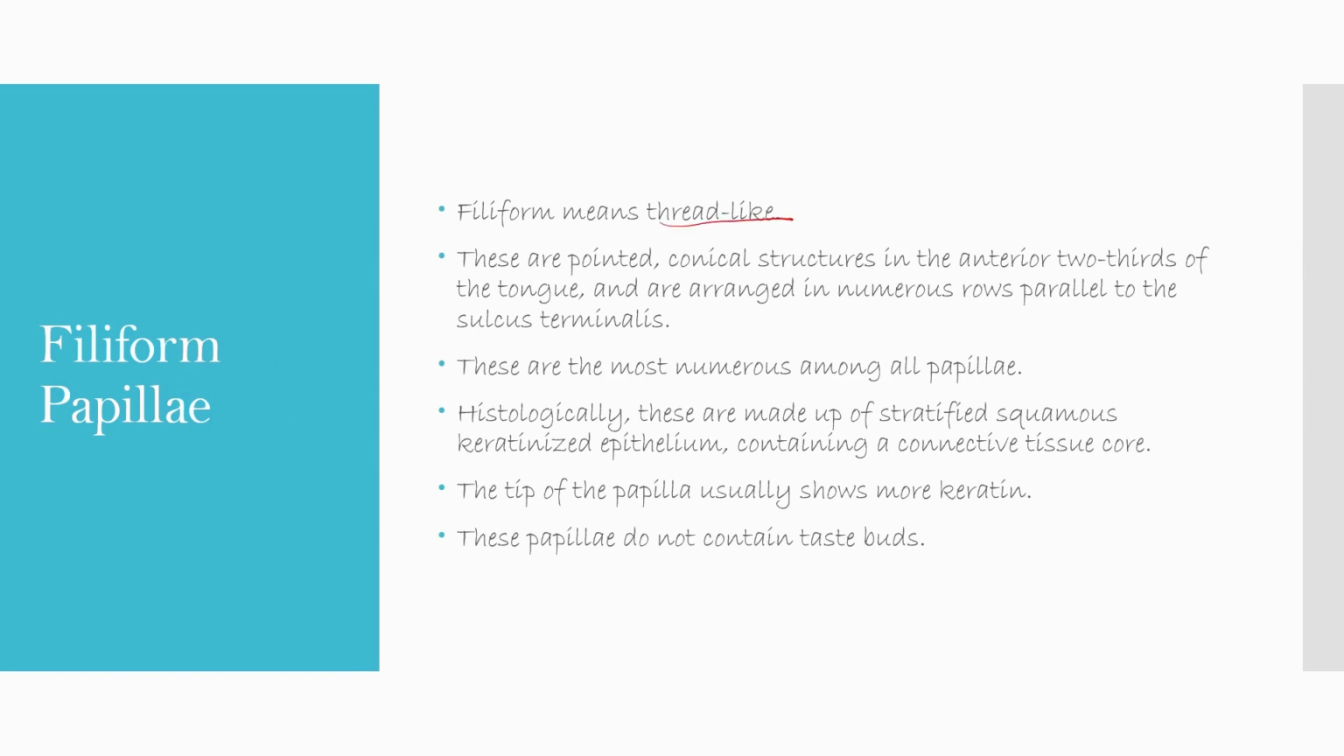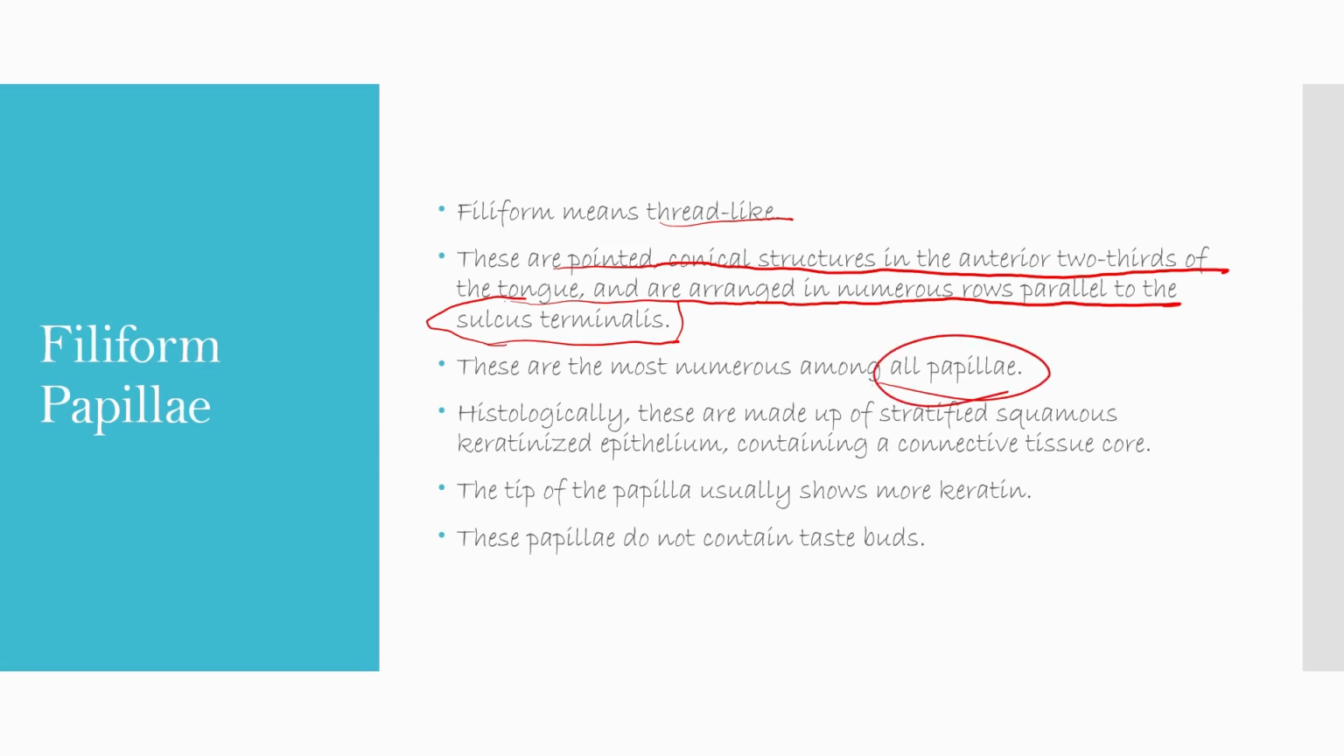Filiform means thread-like. These are pointed, conical structures in the anterior two-thirds of the tongue and are arranged in numerous rows parallel to the sulcus terminalis. The sulcus terminalis is the termination of the sulcus. These are the most numerous among all the papillae, so these are more in number.